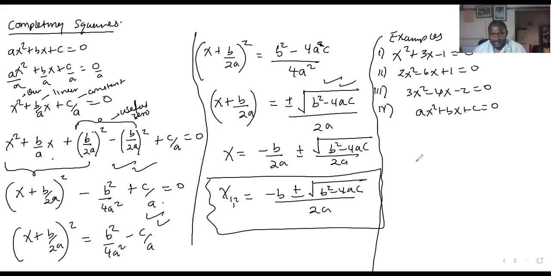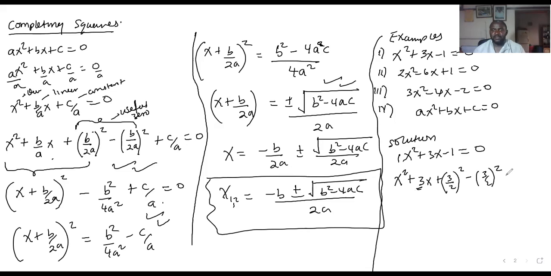Yes. The first one says x squared plus 3x minus 1 is equal to 0. Because this one already has a coefficient of 1, you don't need to divide. So straight away, you say plus 3x. The coefficient on x, half it, you get what? 3 over 2. Square it, subtract by itself.